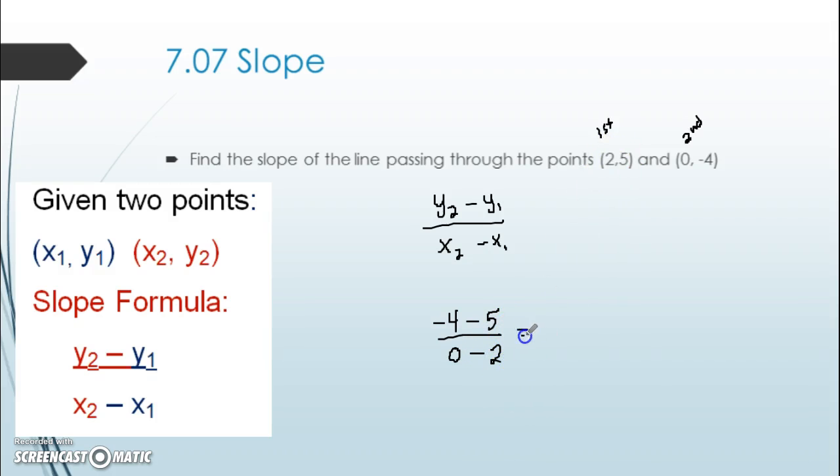And then you just simplify. So negative 4 minus 5, think of that as adding the opposite. So negative 4 plus a negative 5 is a negative 9. 0 minus 2 is a negative 2. And since we have two negatives, this actually simplifies to a positive 9/2 for the slope of those 2 points. So again, you can use your slope formula to subtract the distance of your vertical change of your two y coordinates and the horizontal change of your two x coordinates, so the rise over the run.